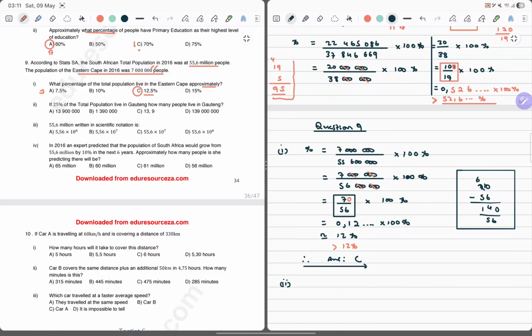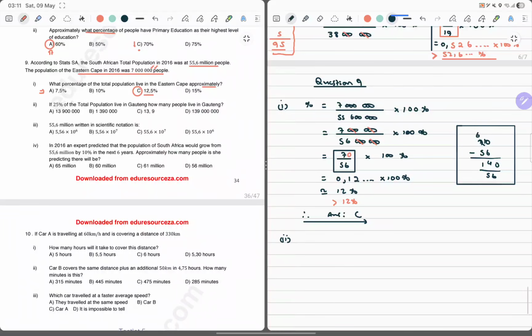Right. Now, let's have a look at the next question. Question 2 says, if 25% of the total population live in Gauteng, how many people live in Gauteng? The number of people is going to be the percentage. 25% is 25 over 100 multiplied by 55,600,000.